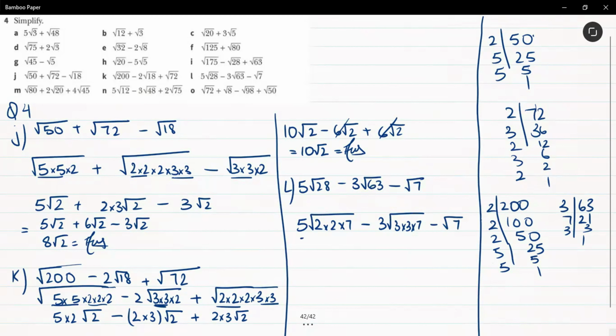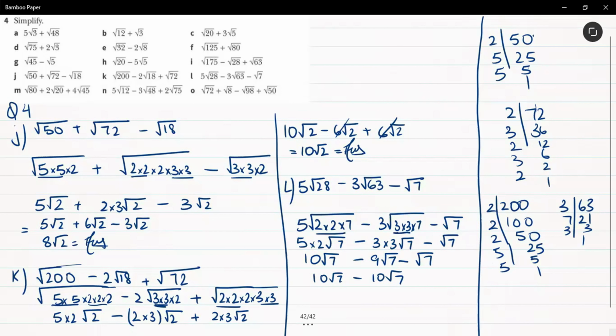Okay, so we have 5, a pair of 2, so it's going to multiply here, under root 7, minus again a pair of 3, 3 multiplied by 3, under root 7, minus under root 7. So 5 2s is 10 under root 7, minus 9 under root 7, minus under root 7. So this would be equal to 10 under root 7 minus 10 under root 7. And the answer for part L would be equal to what? 0. And that's it for part L.